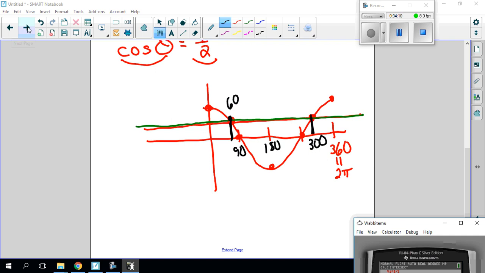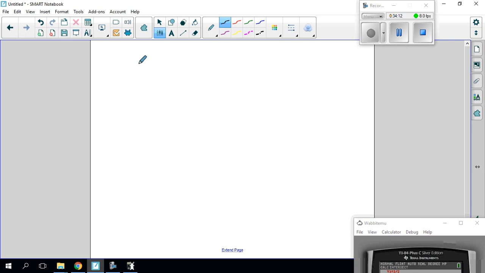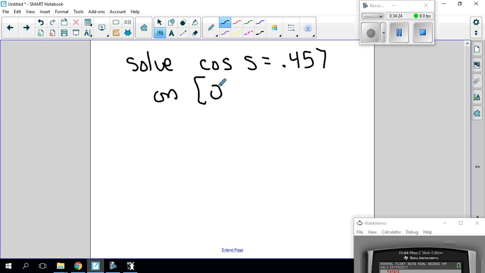Unfortunately, in your book, they want you to solve cosine S equals 0.457 on 0 to pi over 2, which to me means on 0 to 90, because I know pi over 2 is 90.